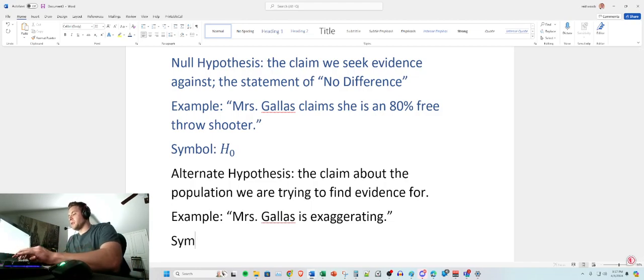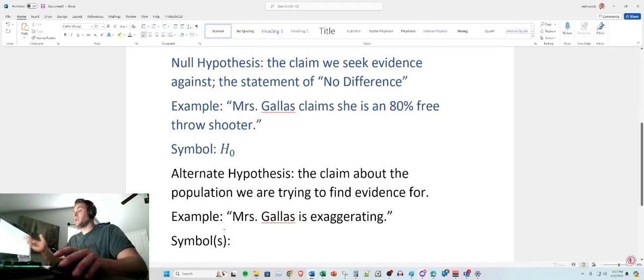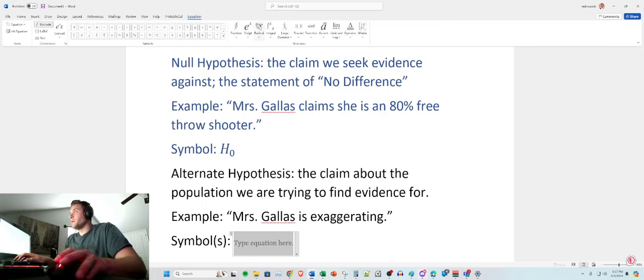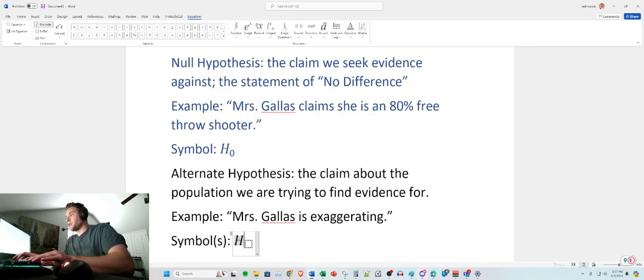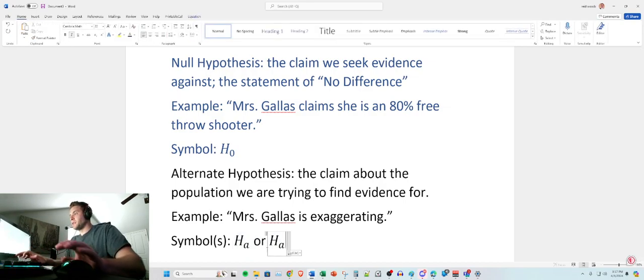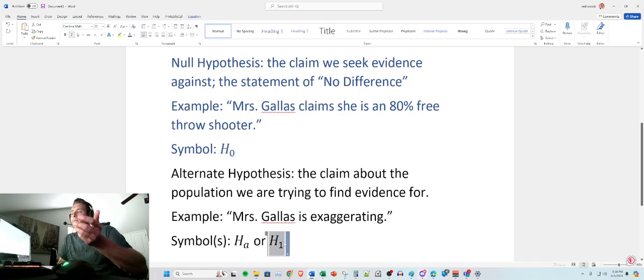Now the symbol for this, there's actually two potential symbols, okay, that you could use. In this class, most commonly, you are going to see H subscript A, okay? Now that could also be shown as H1, okay? A for alternate, right? Or they have the 0 here, so 0 means not or null, and 1 is yes. And you think about this as binary. It's one of these two things is going to be true.